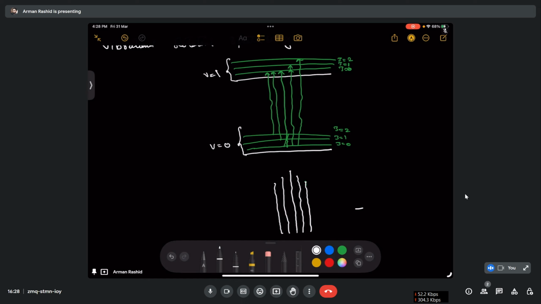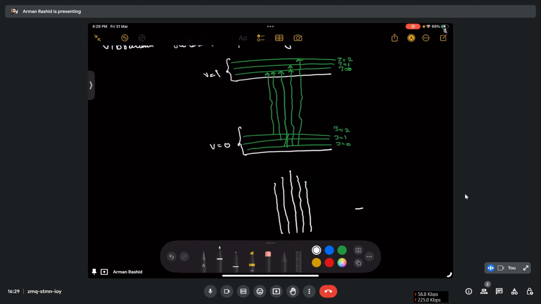As a result, they form a band. So in vibrational rotational spectroscopy, instead of getting single lines, you get a band of lines, which we call a branch of lines. So we will get different branches of lines.